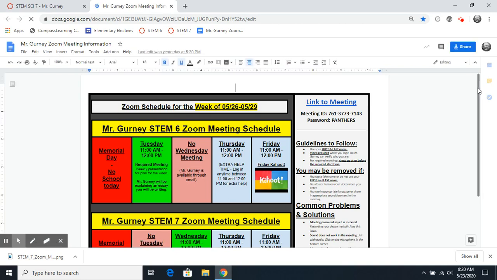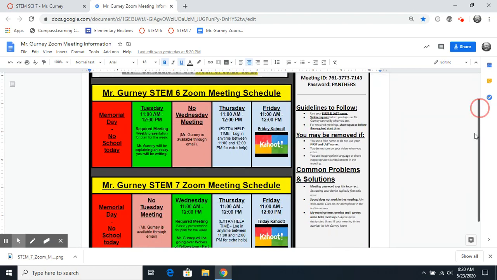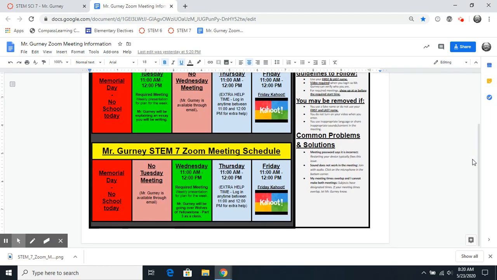Our Zoom meeting schedule for the week of May 26th through May 29th. That is just a 4-day week because on Monday it is Memorial Day and we do not have school. For our class on Tuesday, we will not be meeting. That will be a meeting for 6th grade, not for 7th grade. We will be meeting for the whole time on Wednesday from 11 to 12. It is important that you are there because we will be going over the Wolves of Yellowstone Part 3 assignment.